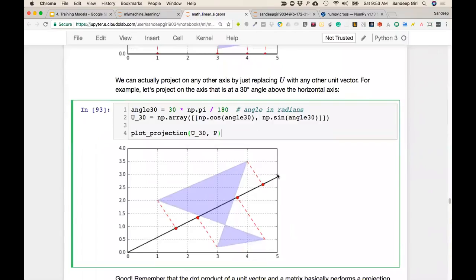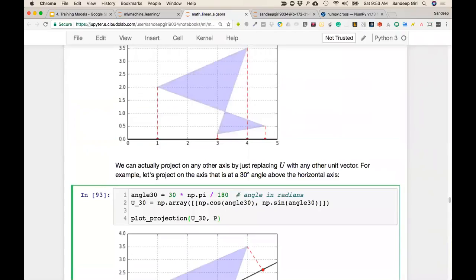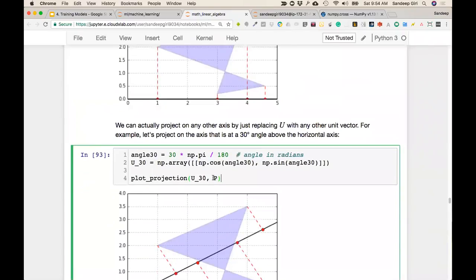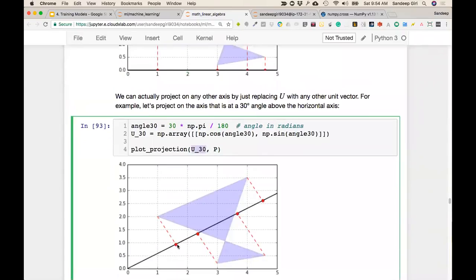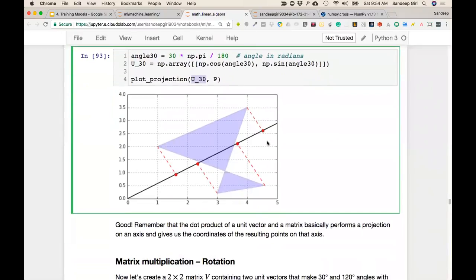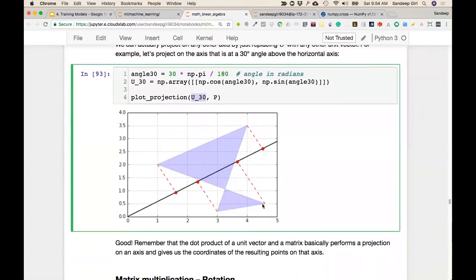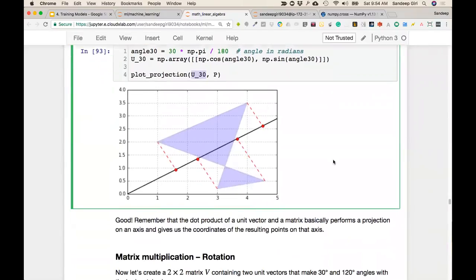All right. Let's say we have another vector, or another matrix that's represented like a vector. So here, let's say this is our line that is represented by this particular vector. So if we do a projection of this vector onto, if we project our P onto this, this is how it's going to look. So we can actually project on any other axis by just replacing U with any unit vector. For example, let's project on the axis that is 30° above. So we are able to quickly find the point where this is meeting.